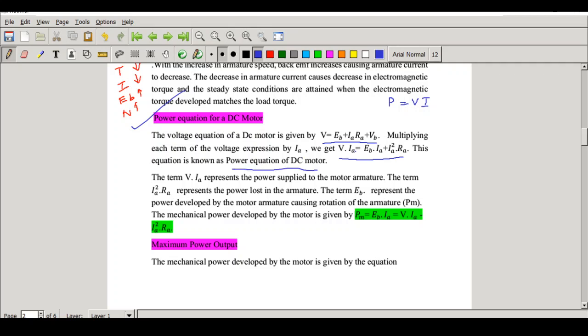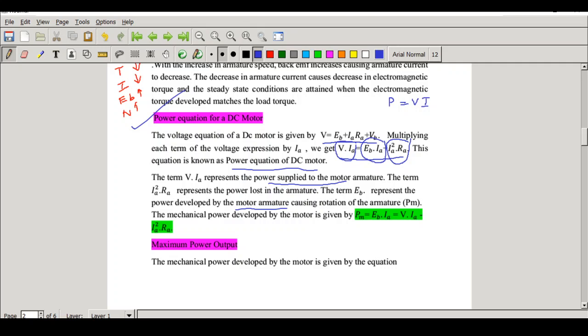Now we will see the various terms in this equation. What is V into Ia? That is the input voltage into current, which represents the power supplied to the motor. This is the power which we are giving to the motor. Now what about Eb into Ia? That is back EMF into current. This is the power developed in the motor armature, which generates mechanical power. So we can say that the mechanical power developed by the motor in the armature is given by Eb into Ia. What about Ia² Ra? This is the power loss or copper loss which occurs in the armature of the DC motor.